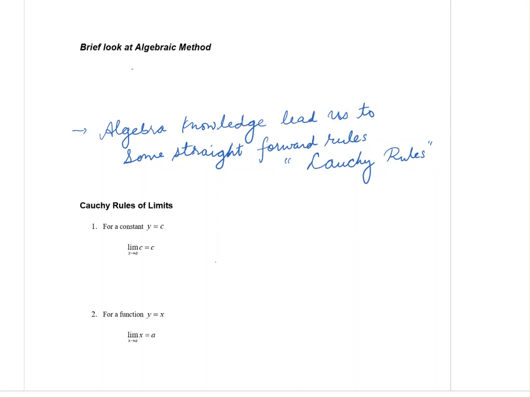In this video, I'm going to explain Cauchy's rules of limits. The basic algebraic knowledge led us to some straightforward rules, which is called Cauchy's rules. I'll just start with a small example. If we have limit x approaching 4 of 2x plus 1, what we do is we simply first plug in the value of x and see what we get.